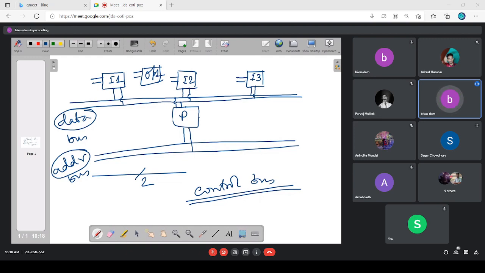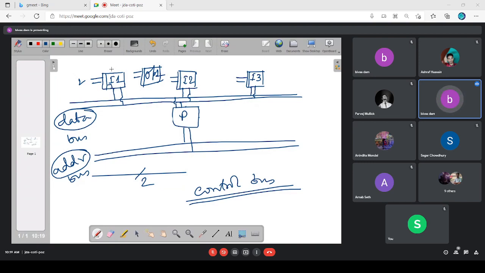Now, depending on the address, there is one internal decoder. That internal decoder will decode that address, and accordingly it will generate the output signals. If there are 2 bits in the address, how many output signals will there be in that internal decoder? 4. So out of those 4, one particular output will go to its enable input.